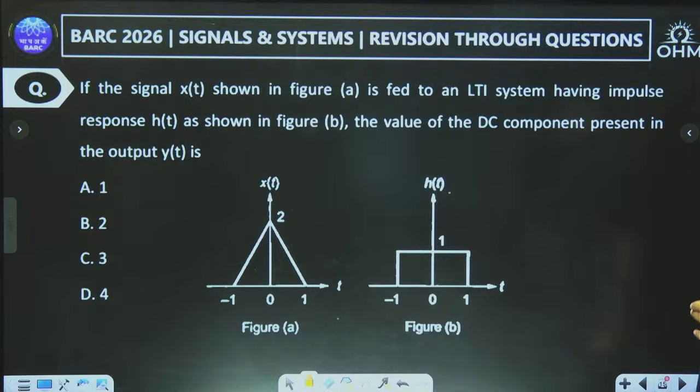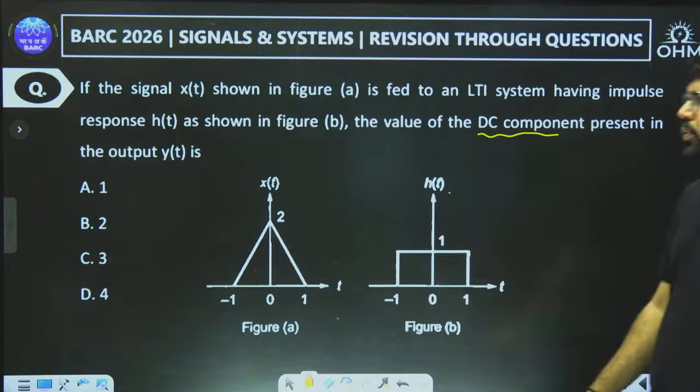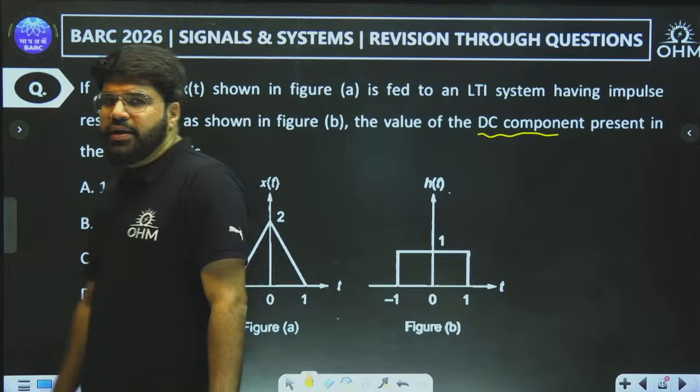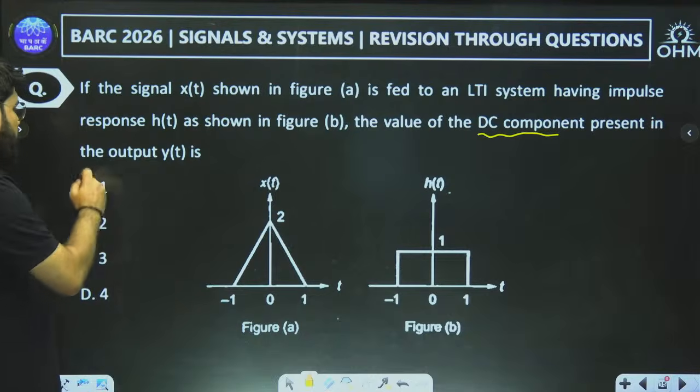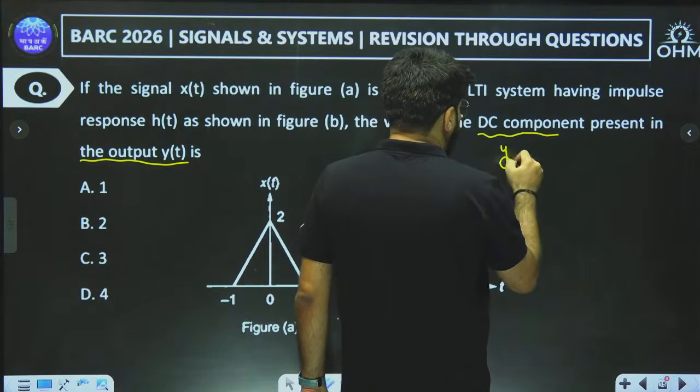Next question here. If the signal x of t shown in figure A is fed to an LTI system having the impulse response h of t shown in figure B, what is the value of the DC component present in the output y of t? DC component of the output y of t. Now see, y of t has some Fourier transform Y omega.